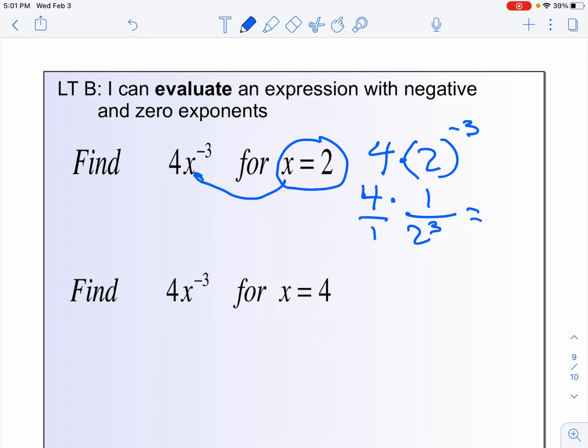And again, multiply these together as fractions, and you get 4 over 2 to the 3rd. Well, 2 to the 3rd is 8. 2 times 2 is 4, times 2 is 8. And so this final answer becomes 1/2.